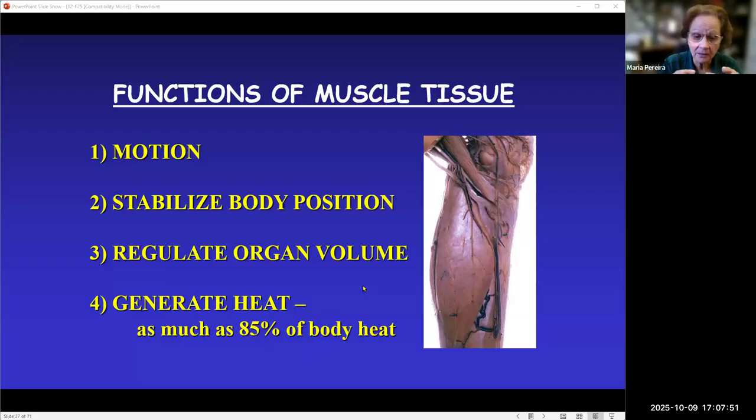And it takes some time. That's why it's very important, when we are eating a meal, to eat slowly, to allow this satiation signal to reach the satiety center.